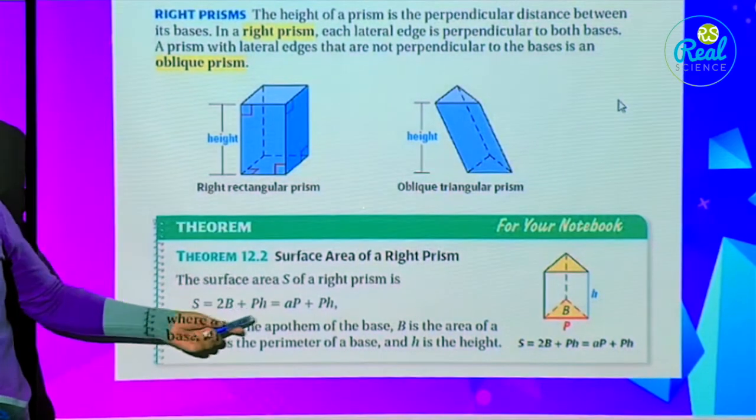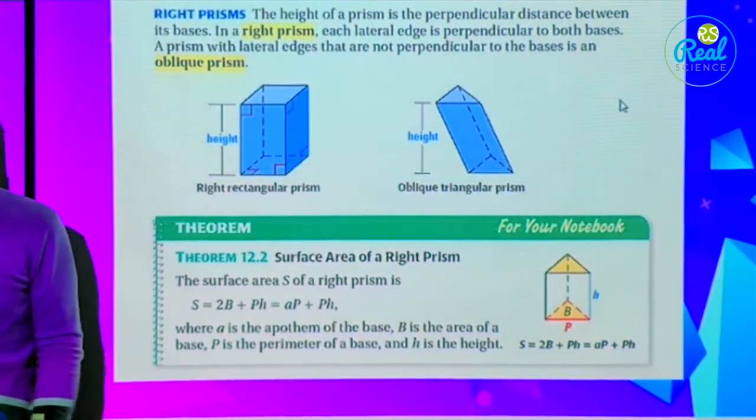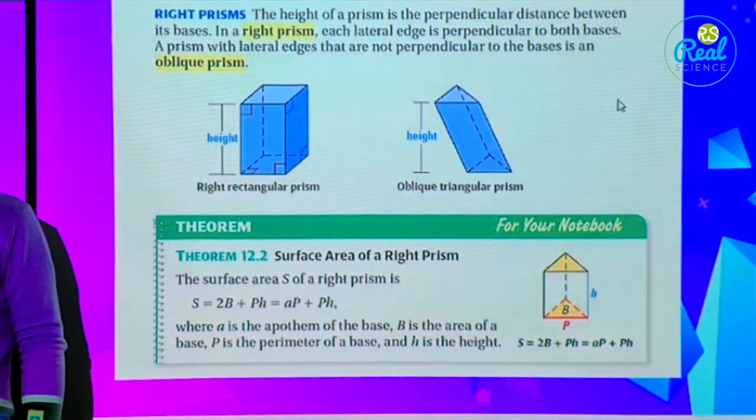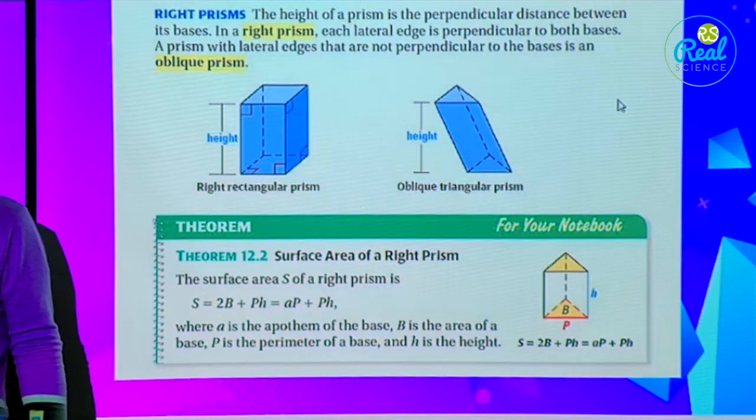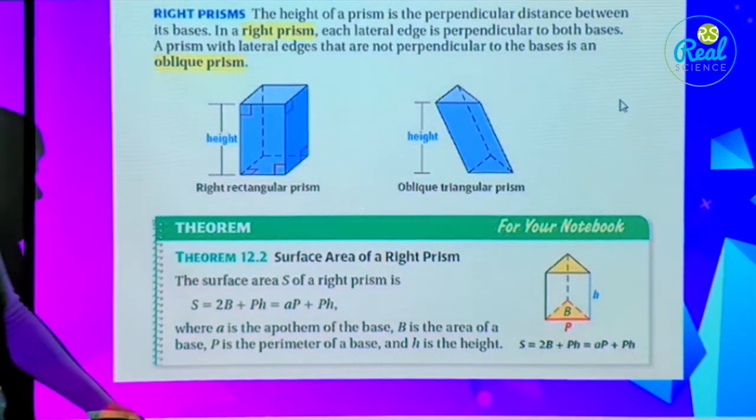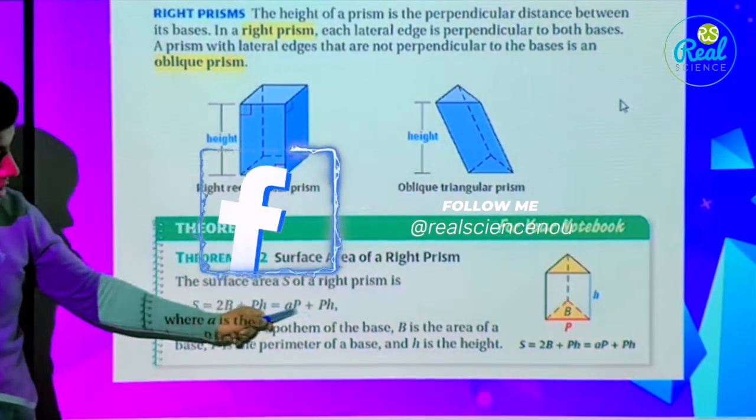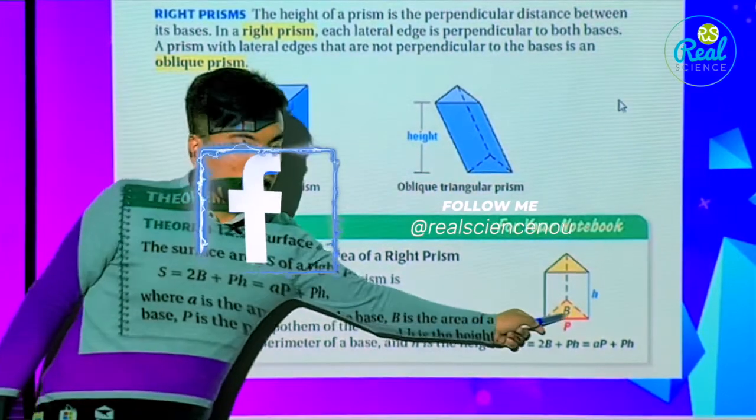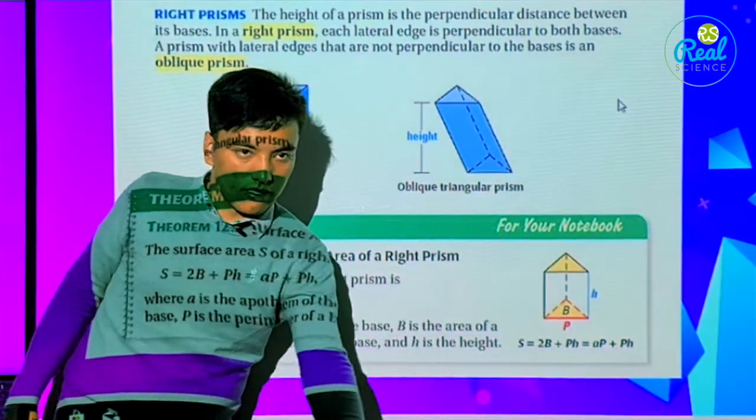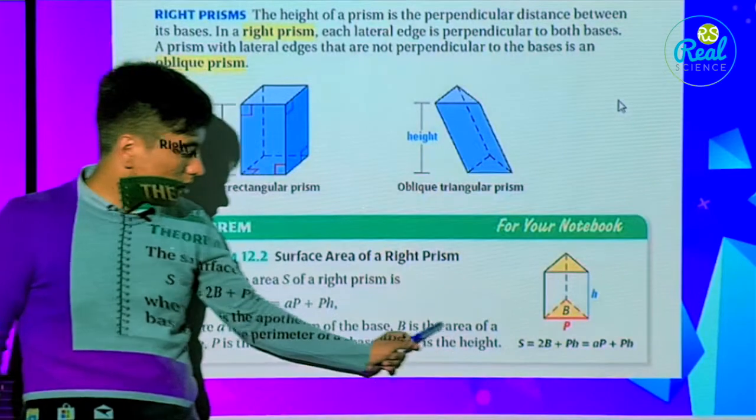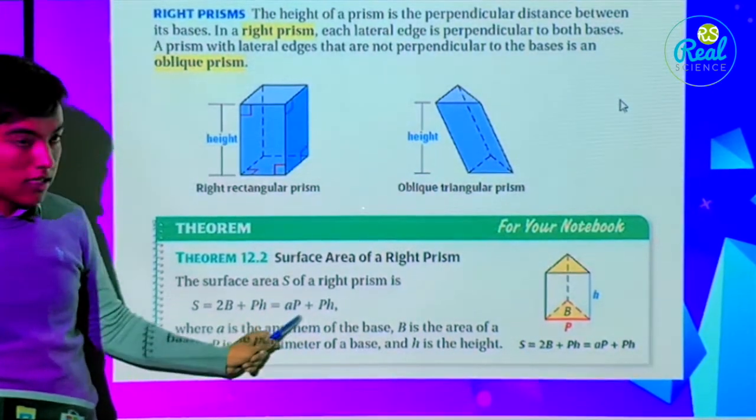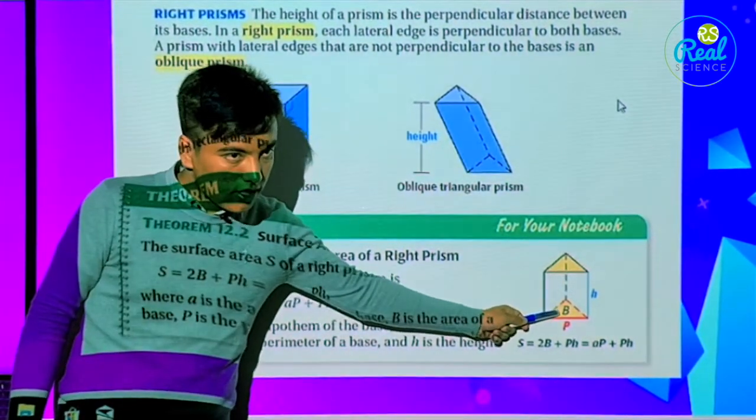What is P here? Perimeter, yeah? Perimeter. Where A is the upper thumb of the base, B is the area of base, P is perimeter of base, and H is the height. It's for any prism, but this side is especially for this case. This side of the formula is only for triangular.